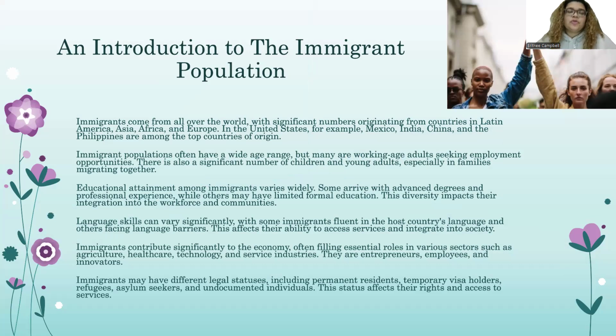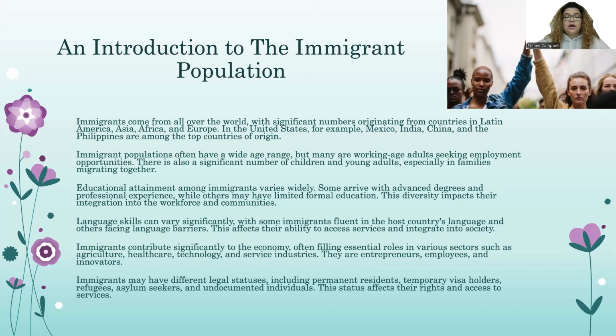To give us a little bit more of an understanding, obviously, they come from all over the world. There's a significant number of individuals originating from the countries in Latin America, Asia, Africa, and Europe. Within the United States, for example, Mexico, India, China, and the Philippines are among the top countries of origin. The immigrant population often has a wide age range. Many are working age adults seeking employment opportunities. There's also a significant number of children and young adults, especially in families that migrate over together.